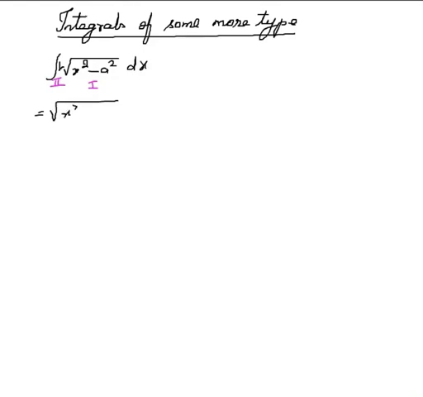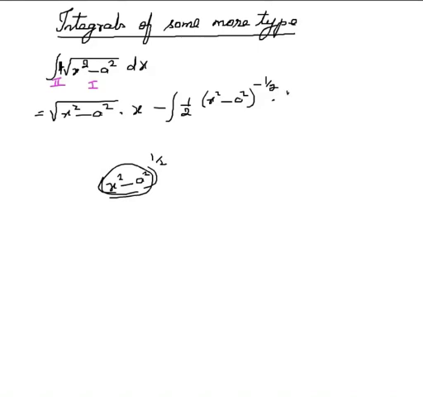First function into integral of the second function. Integral of 1 is x, minus integral differential of the first function. Differential of root of x square minus a square. Root can be written as power half. Power has to be differentiated first, which is half into x square minus a square whole power half minus 1, which is minus half. This is the differentiation of the power. Now base has to be differentiated, which is 2x.